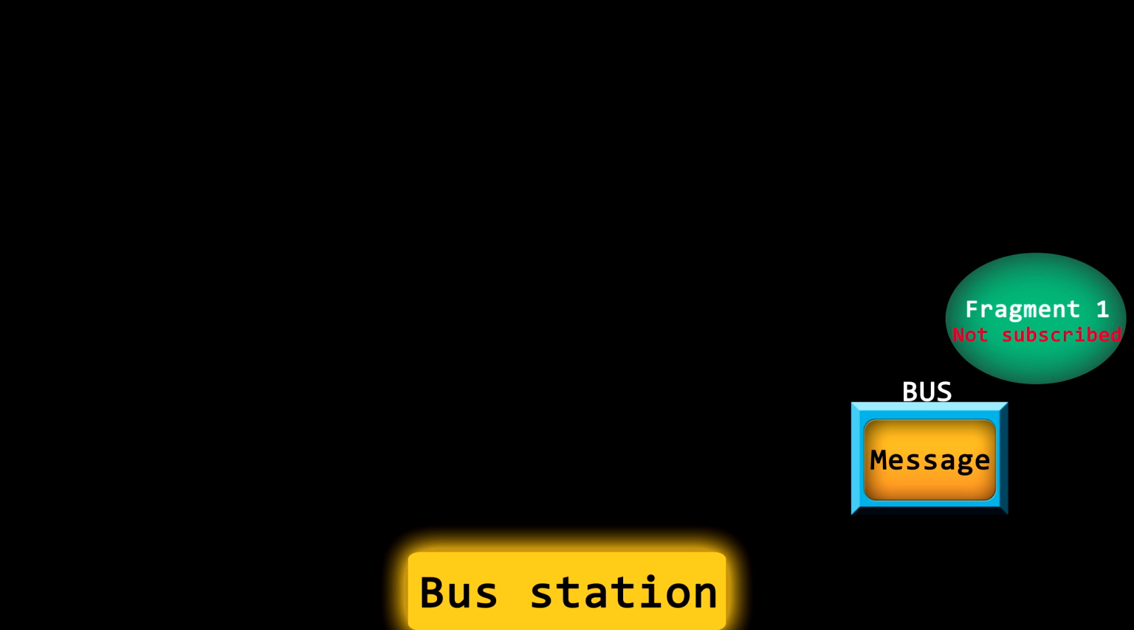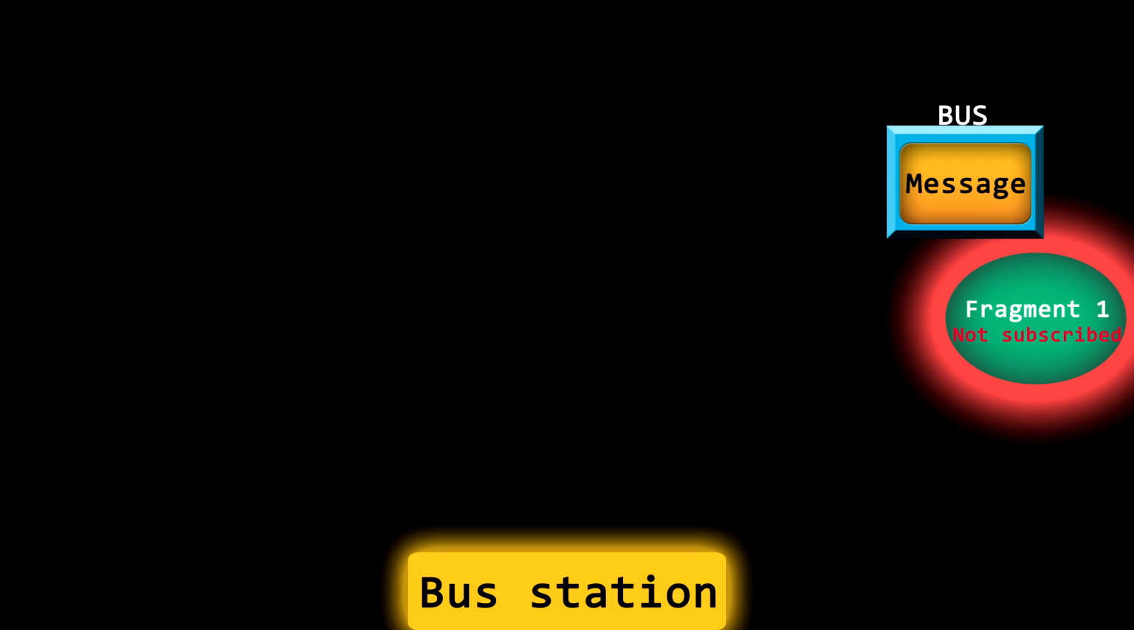But what is the catch here? This bus will not dispatch a message to this bus stop because it is not marked for receiving messages. As you see in the demo, in fragment 1 it says not subscribed, meaning that it will not receive the message. Only the fragments that subscribe for receiving messages will receive them.